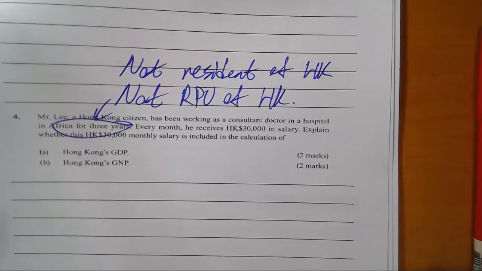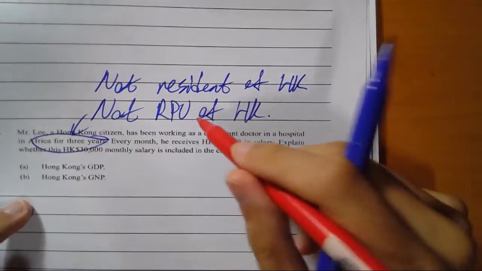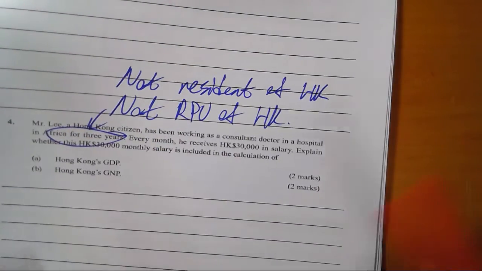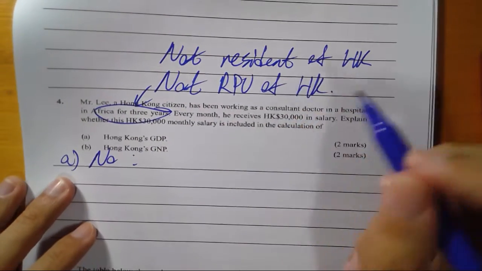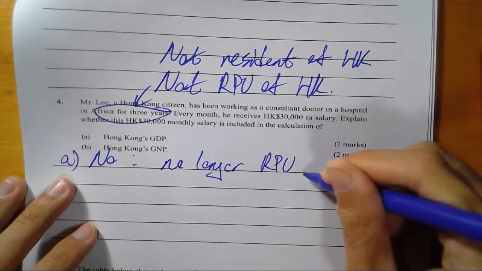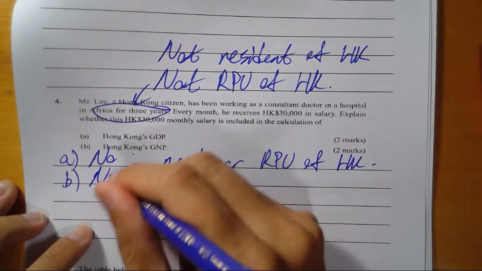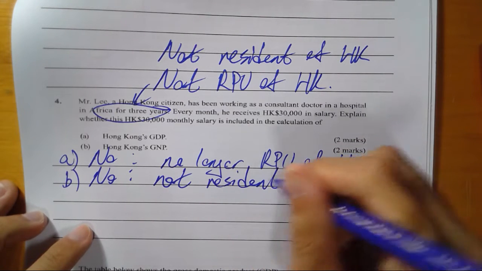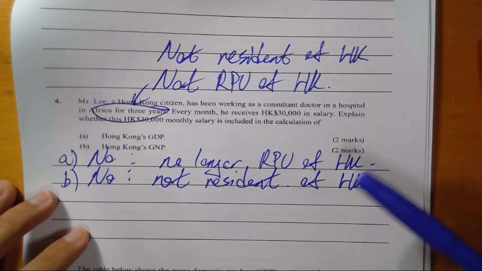What does that mean? In fact, we have answered A and B already. Okay? 係嘛? Since he's not an RPU because of 3 years, right? 係嘛? We know part A. This is a no. Because this guy is no longer an RPU of Hong Kong. Therefore not count. B, also no, because this guy is not a resident of Hong Kong. 係嘛? Therefore it's not calculated.